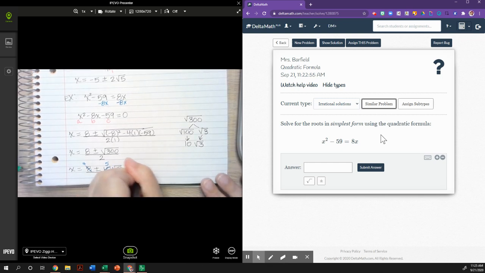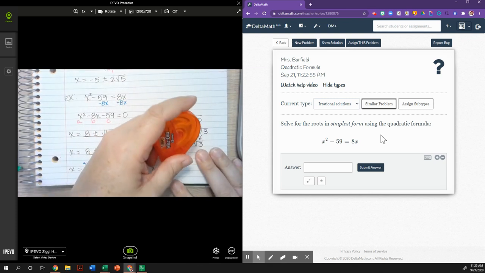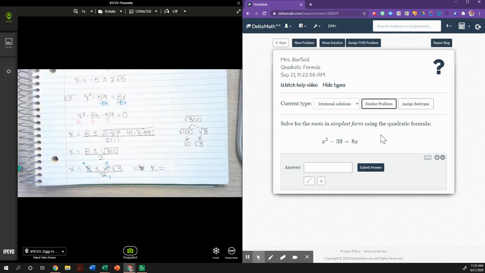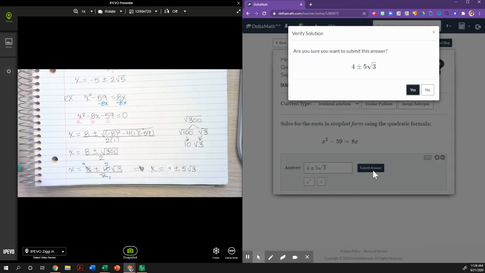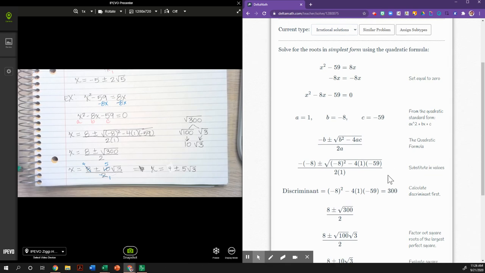So my next answer, since I'm running out of room, is x equals 8. Oops, not 8, 4. I forgot I reduced it. So 4 plus or minus 5 root 3, and then the divide by 1 becomes optional. So 4 plus or minus 5 square root 3. Submit my answer. Got my green check.